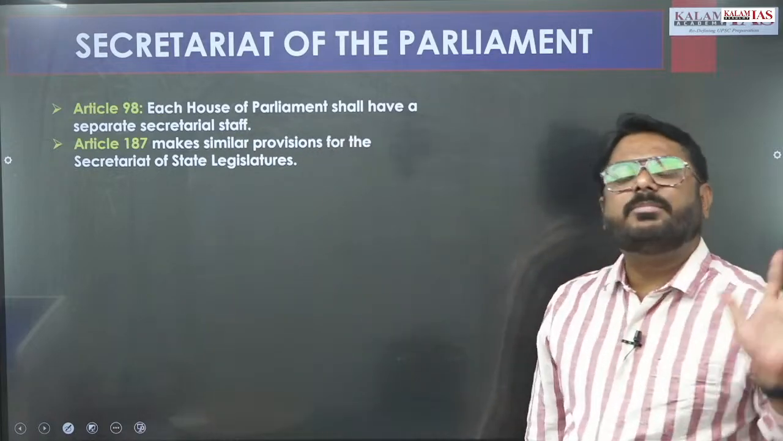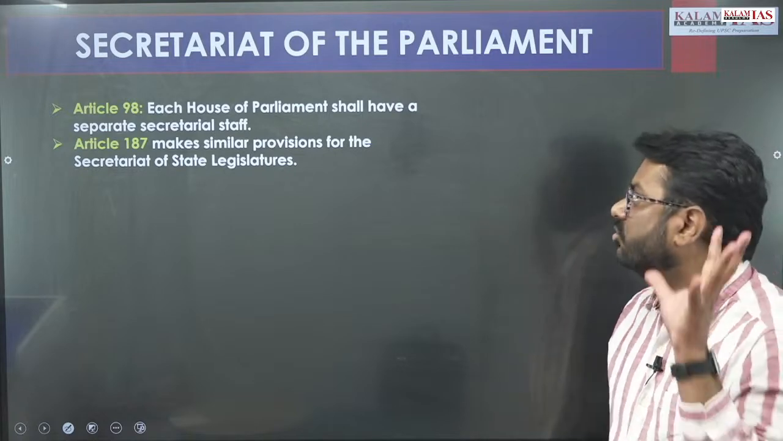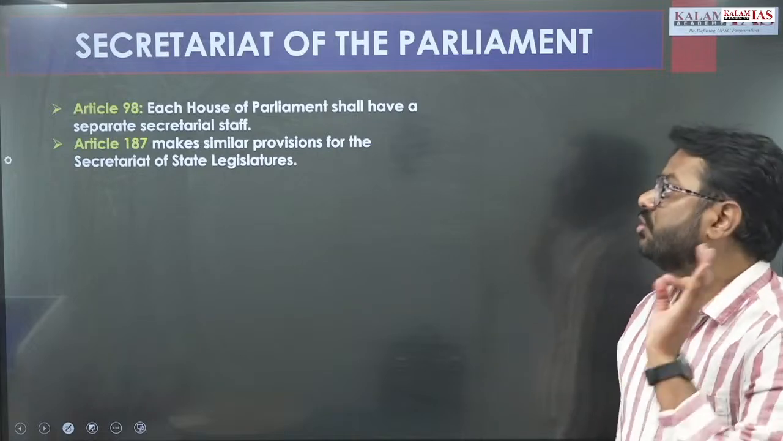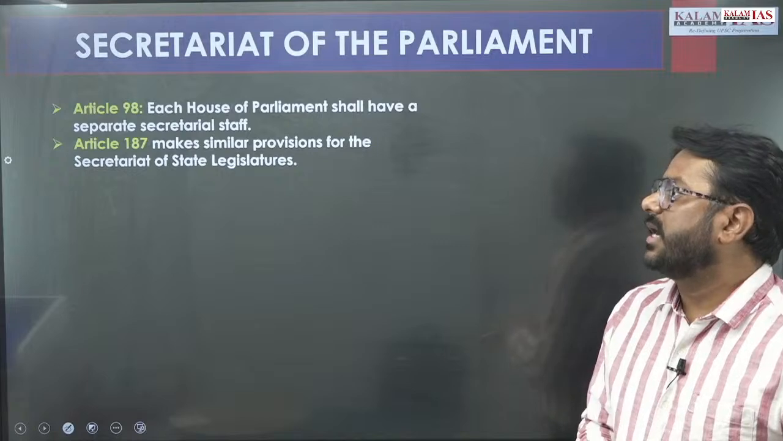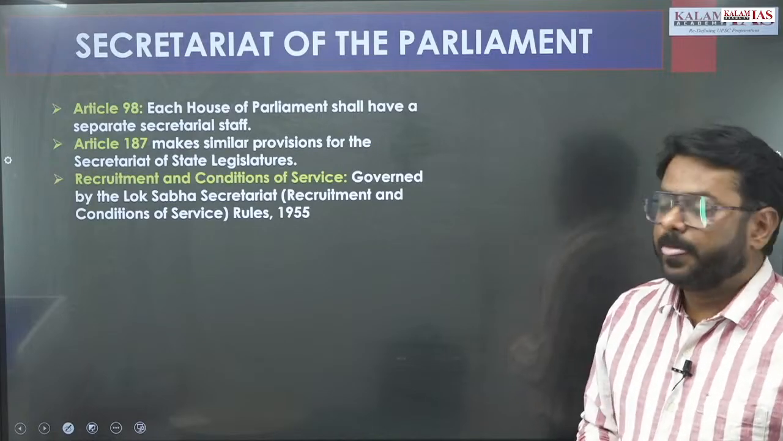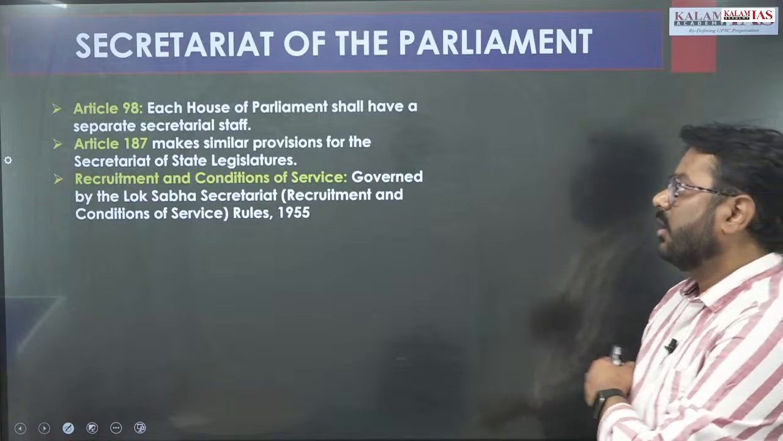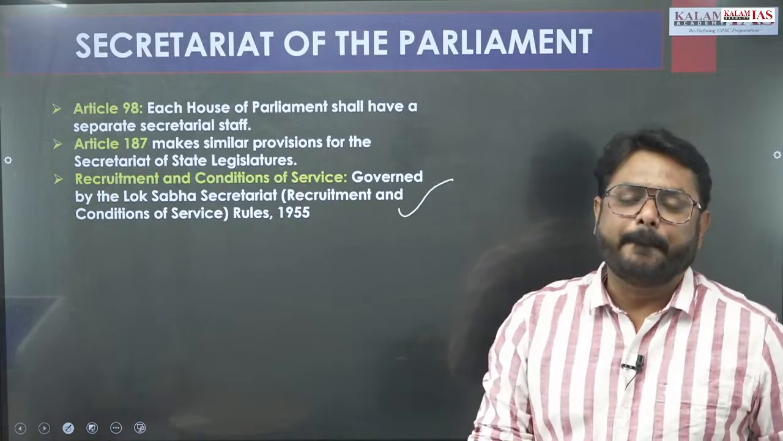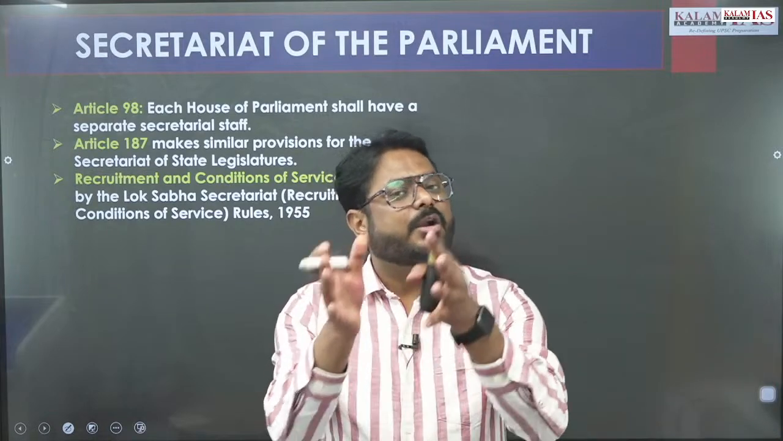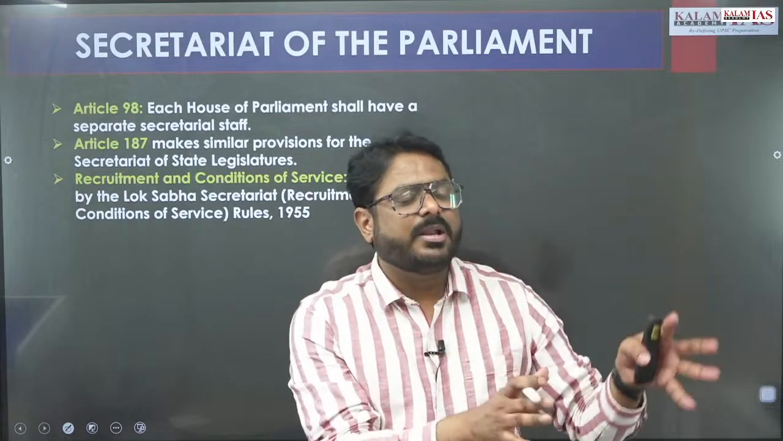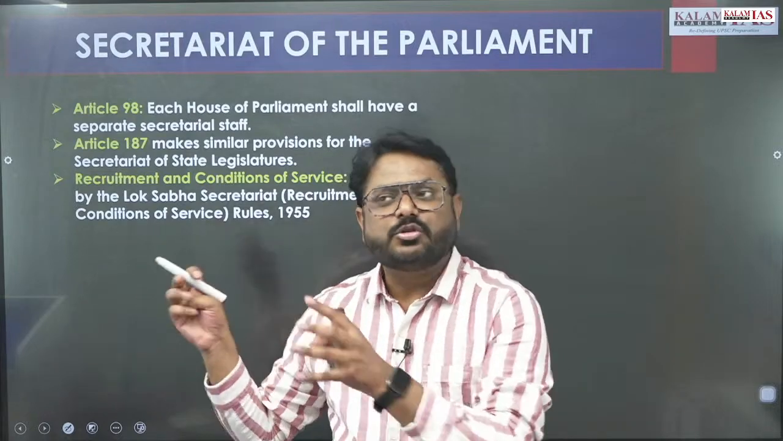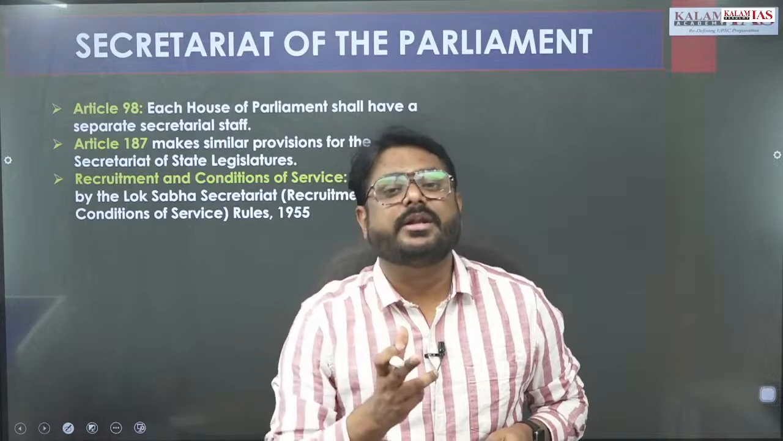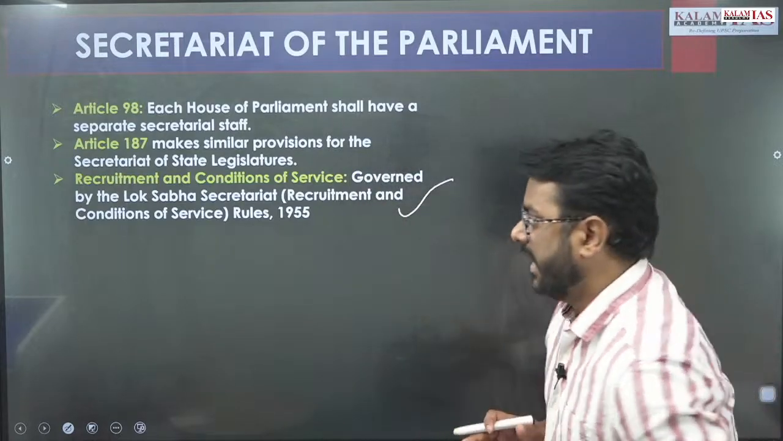So Article 98 of the Constitution of India says that each house of the parliament shall have a separate secretariat staff. Article 187 of the Constitution of India makes similar provisions for the secretariat of the state legislatures. Recruitment and conditions of service are governed by the Lok Sabha Secretariat Recruitment and Conditions of Service Rules, 1955. So there are different rules and procedures for the Lok Sabha and different rules and procedures for the Rajya Sabha, meaning how those staff in the secretariat will be recruited. So for that, rules and regulations are there.